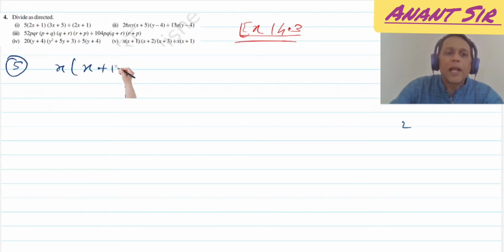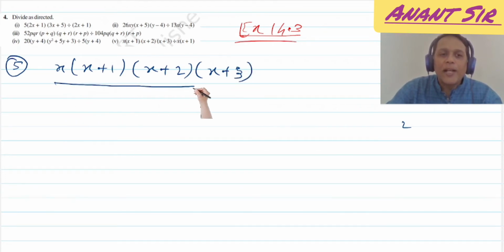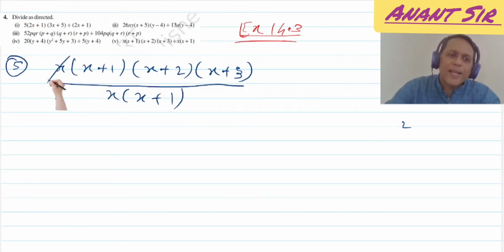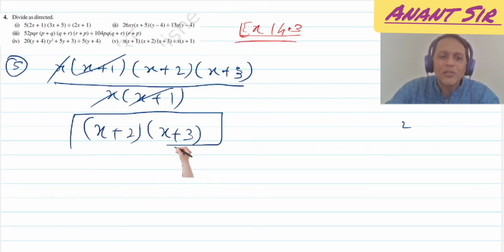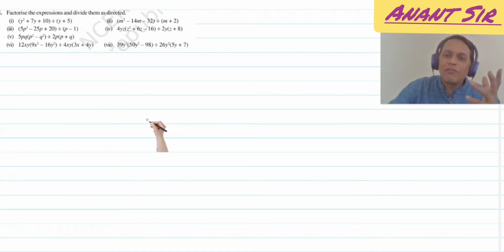x multiplied by x plus 1, x plus 2, x plus 3 divided by x into x plus 1. You cannot get anything easier than this, right? So x gets cancelled, x plus 1 gets cancelled, and what remains is x plus 2, x plus 3. This is the final answer. So friends, we move on to solve question number 5 now. Question 5, first question.